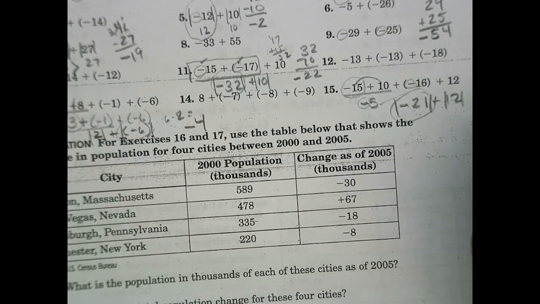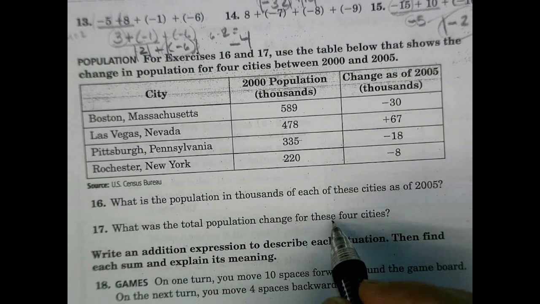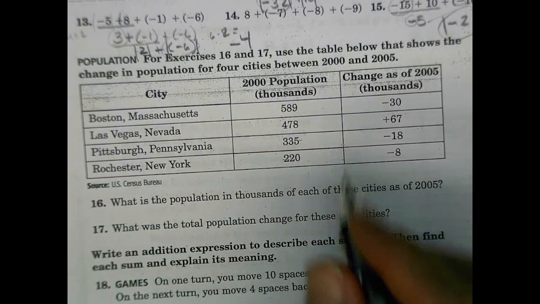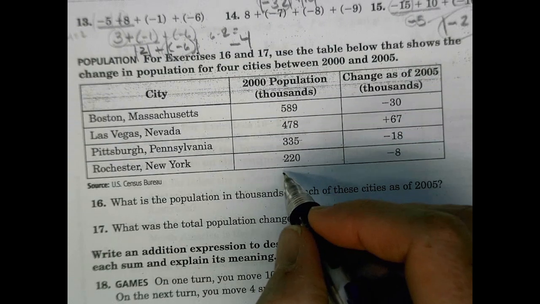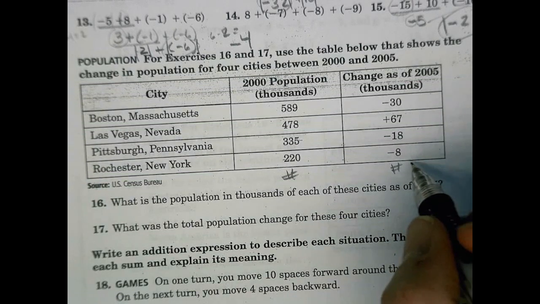17 is a great question for you to work on and think about, right? What's the total population change for these 4 cities? So that would mean you want to add them up and get a number right here, add them up, get a number right there, and find the population change.